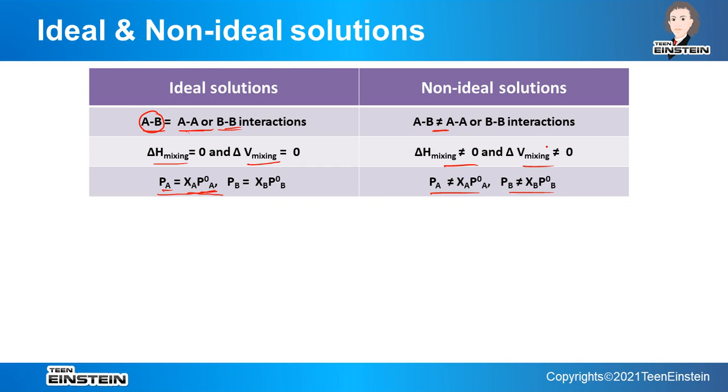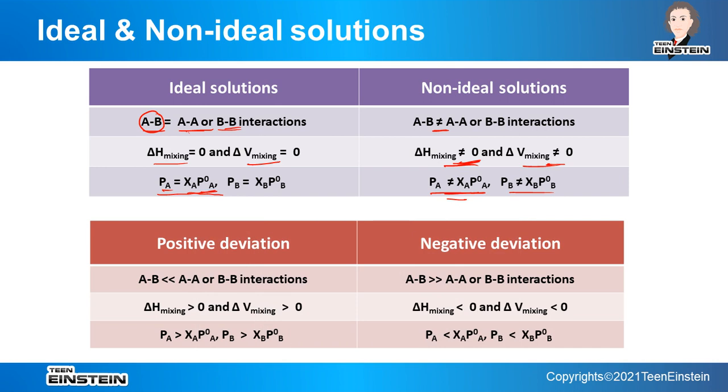Now, if we focus on non-ideal solution, del H mixing is not equal to 0, del V mixing is also not equal to 0, then PA is not equal to XA into P naught A. So when we say that it is not equal, that means two situations may arise. One is it is greater than XA P naught A or less than XA P naught A. So depending on these two types of situation, under non-ideal solution, we can have positive deviation or negative deviation.